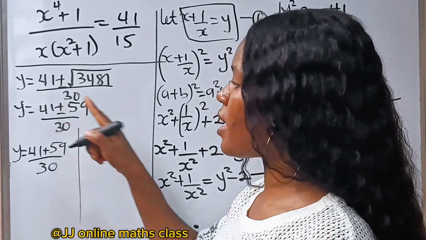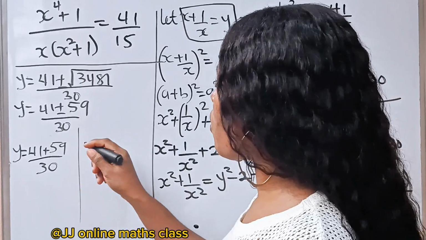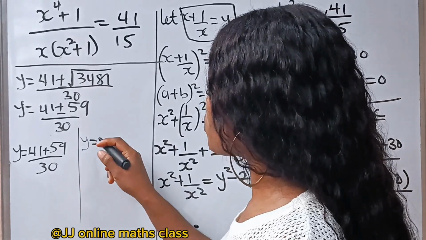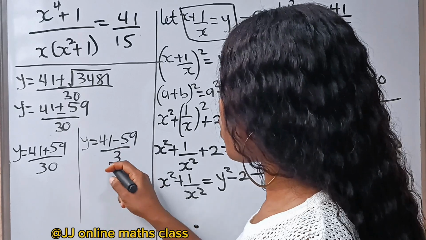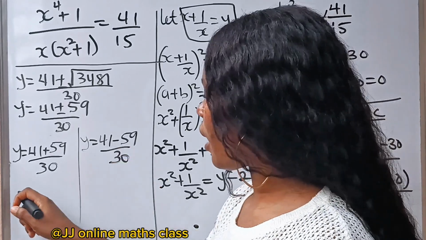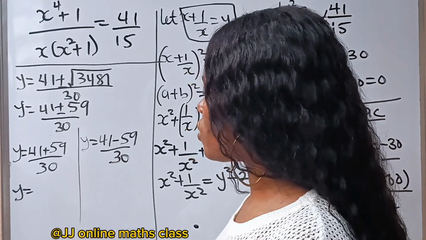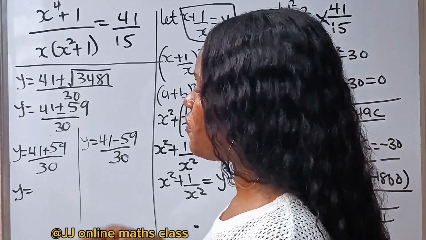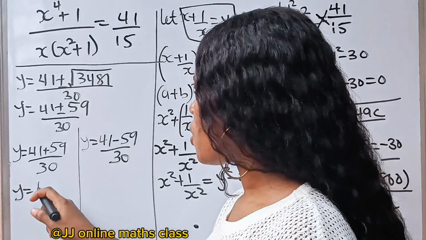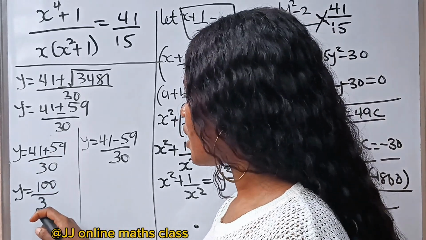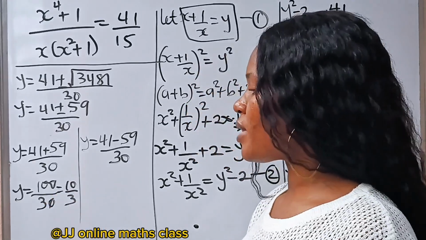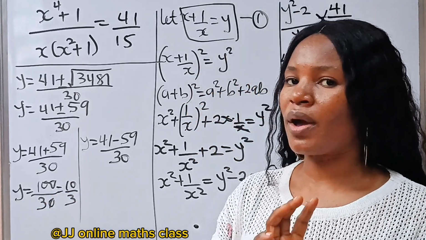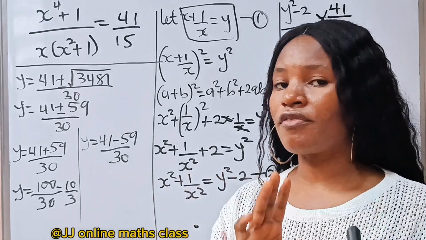All right, we are taking the plus sign. Now the second one is that y is equal to 41 minus 59 over 30. Okay, so our y is equal to, now 41 plus 59 will give us 100. We have 100 over 30, and when we solve this we have 10 over 3. So that is the first value of our y. Recall that we are not looking for y, rather we are looking for x.